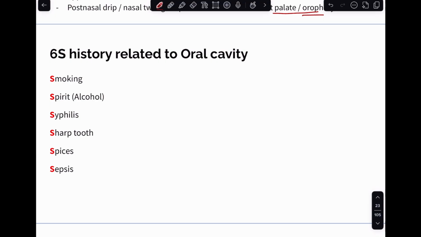A very important question here, something that you should remember while you're taking history, is the 6 S's that you need to remember when you're taking any history related to the oral cavity. The 6 S's are smoking, spirit, which also means alcohol, syphilis, sharp tooth, spices, sepsis. So those are the 6 S's related to the oral cavity.